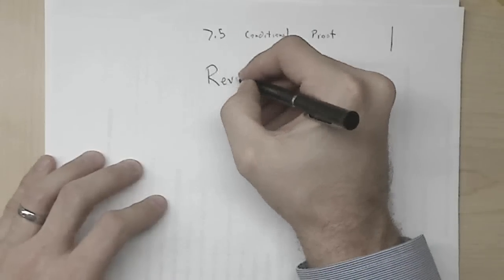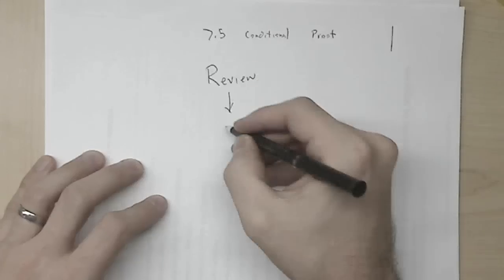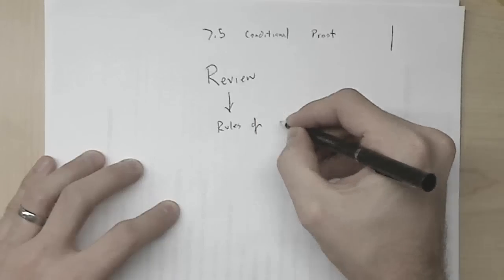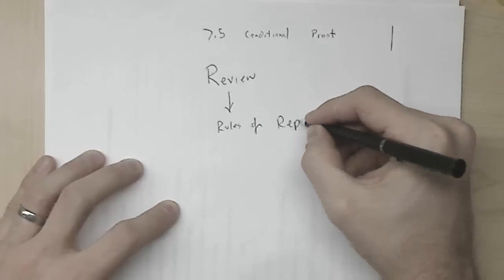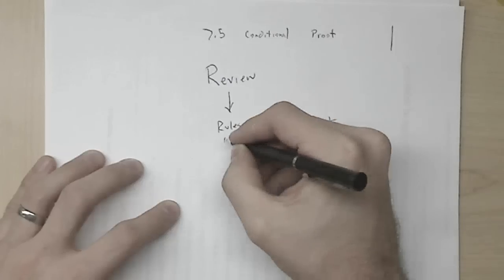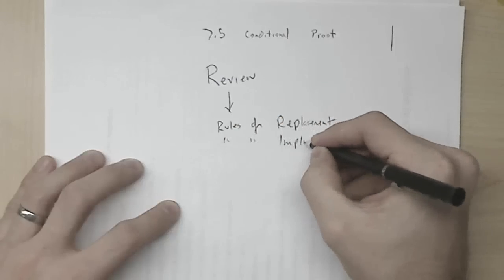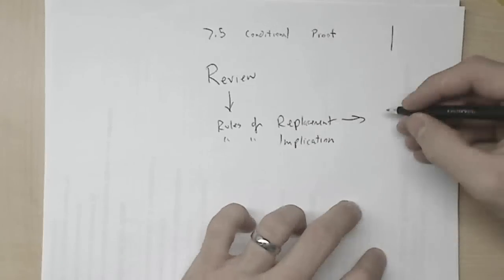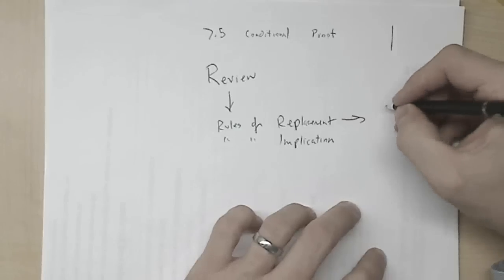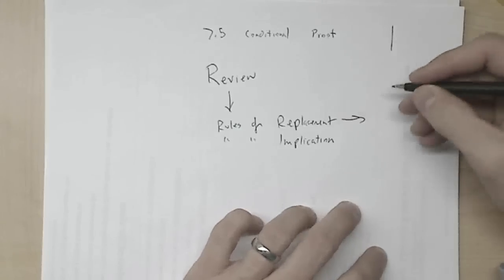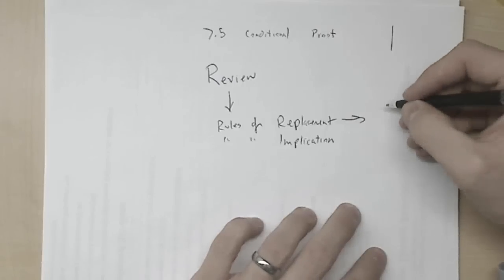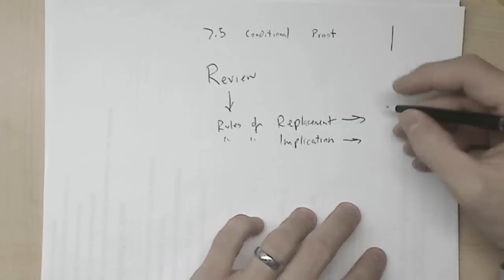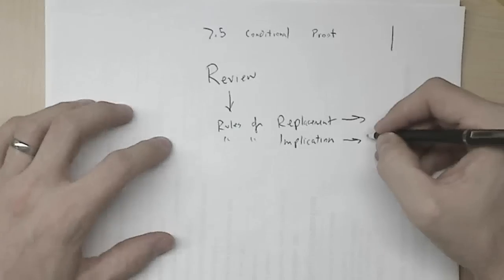But let's start off with a brief review. Last time we looked, on the one hand, at rules of replacement and rules of implication. The rules of replacement essentially deal with logically equivalent pairs that we can swap in and out of our arguments so as to build the deductive proofs. And rules of implication are argument sequences that require the full line.